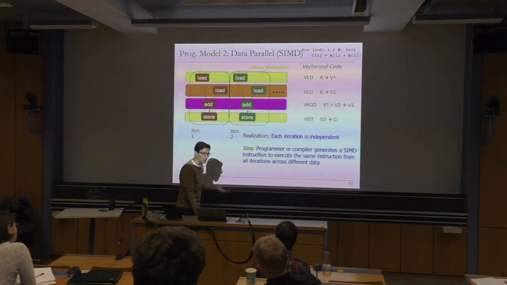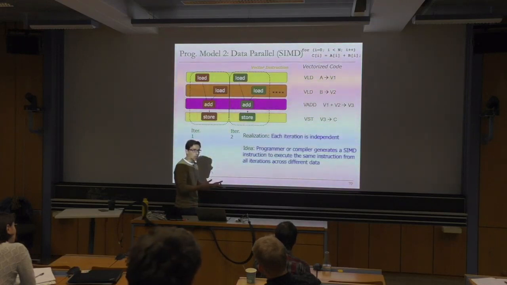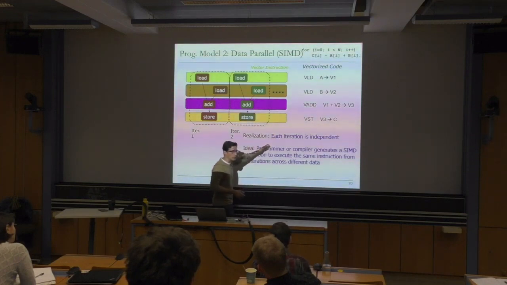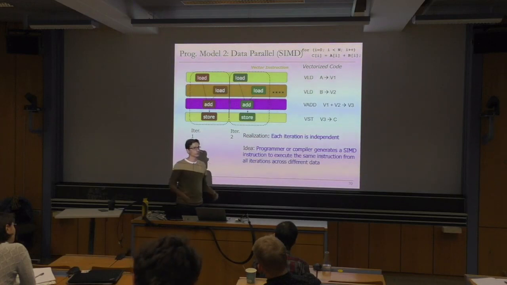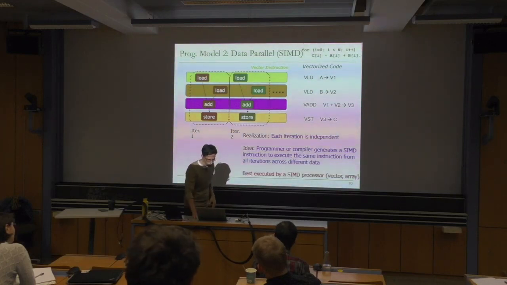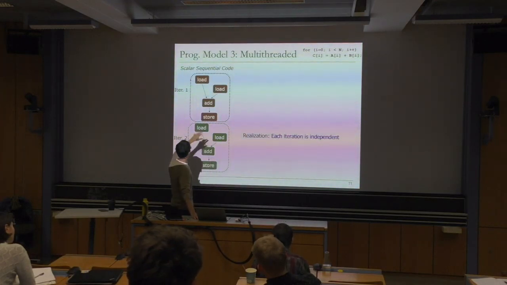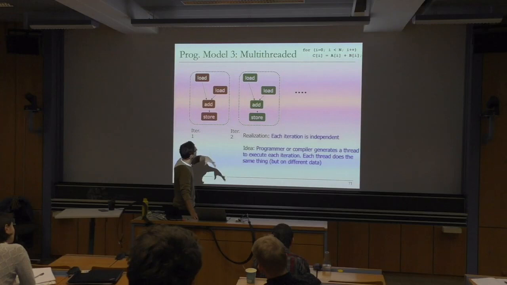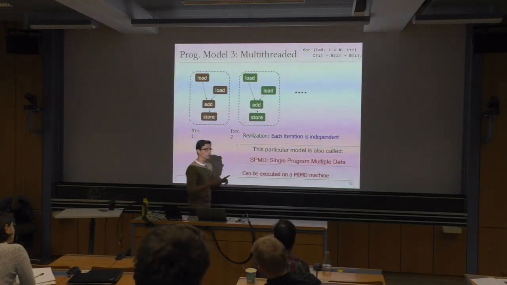And we can do that because even though our program was sequential, we can have, for example, a compiler that detects that these iterations are independent, and then this compiler generates code for a SIMD processor, for a SIMD machine. And the third possibility is that because each iteration is independent, we assign each of the iterations to a different thread.